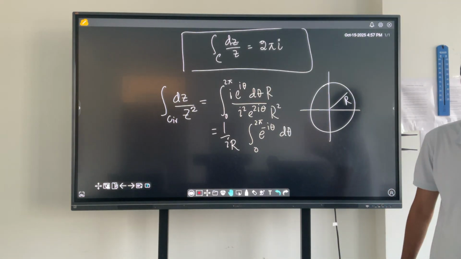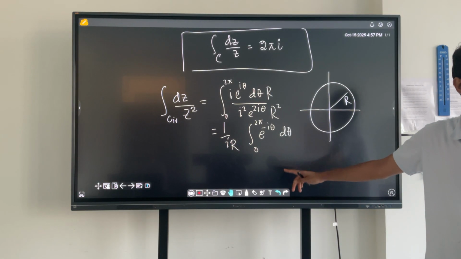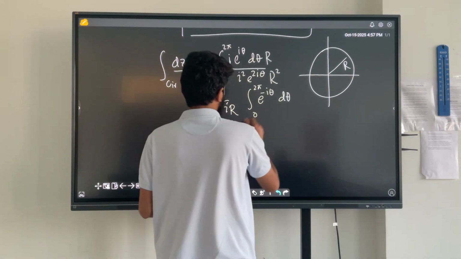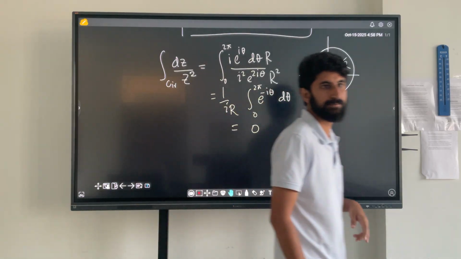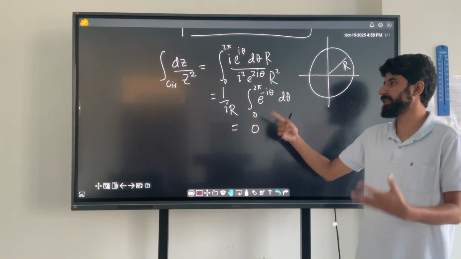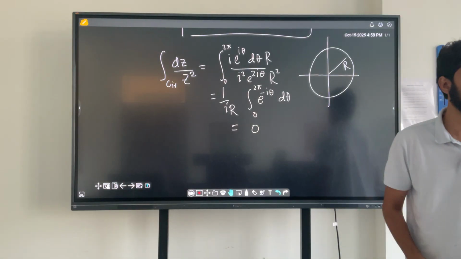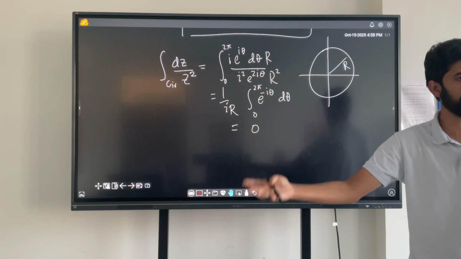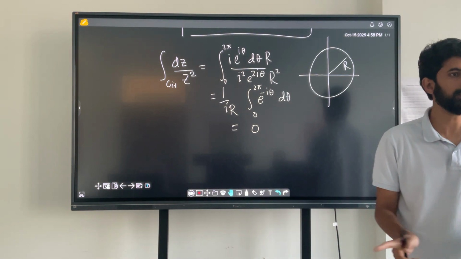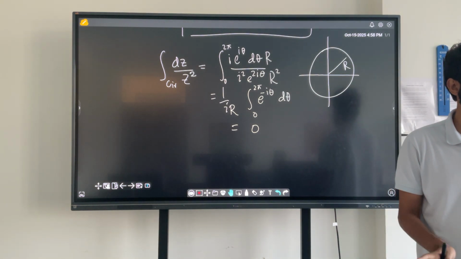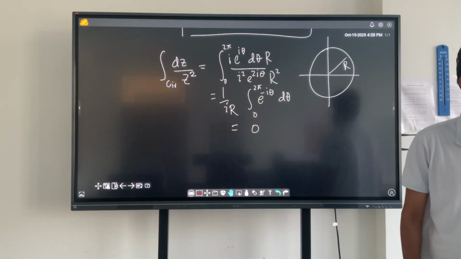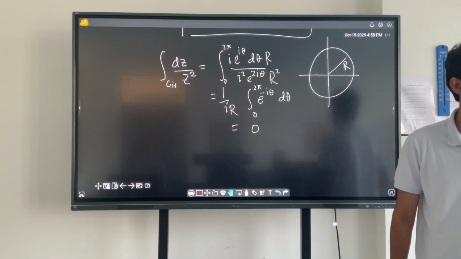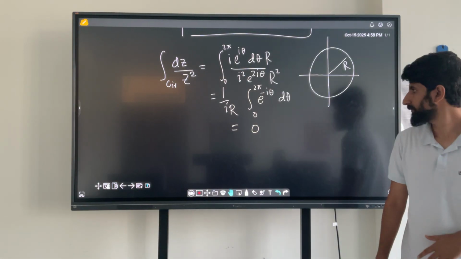Yes, it's 0, right? If you integrate it, just integrate it at home and you'll find this is 0. The answer is simple: e^{iθ} integrated gives you back e^{iθ}. Then when you put in the limits, e^{i2π} and e^0, you get the same answer. When you subtract, it vanishes. e^{i2π} minus e^0 is 0. Both are 1, so this is 0.